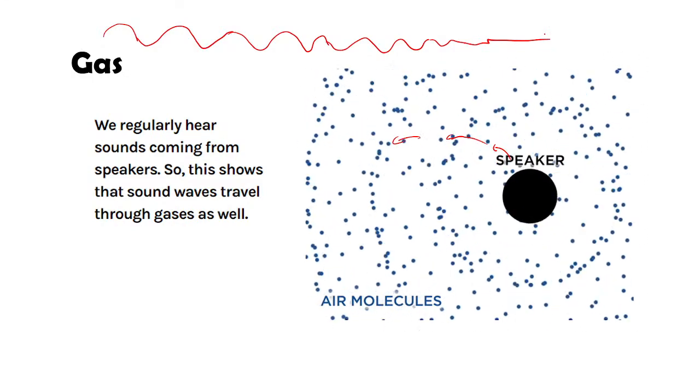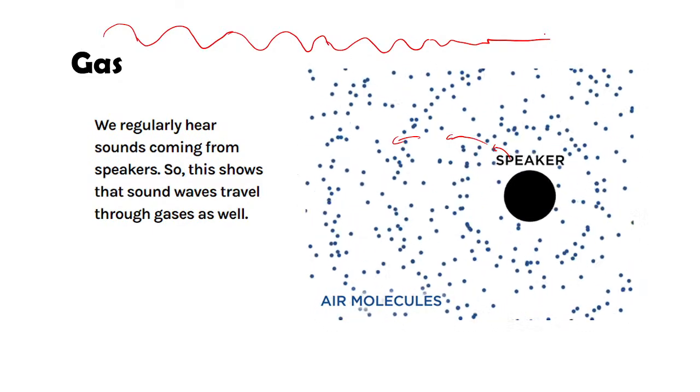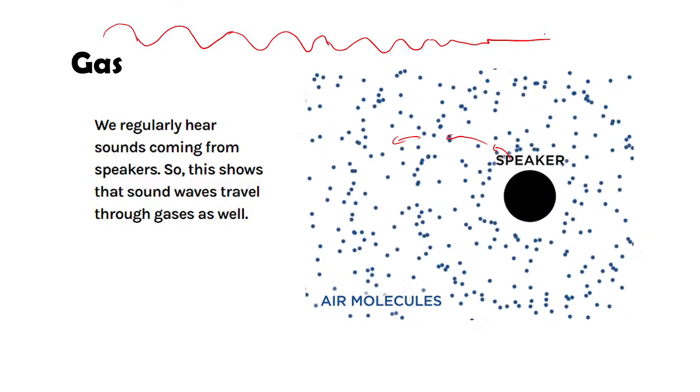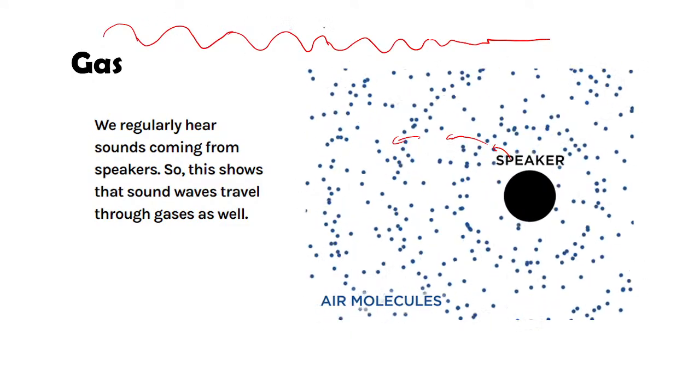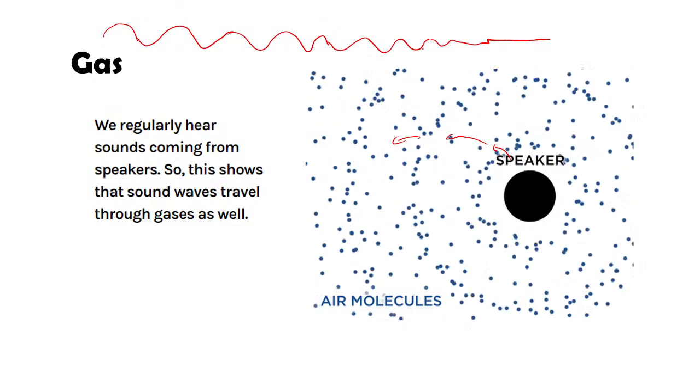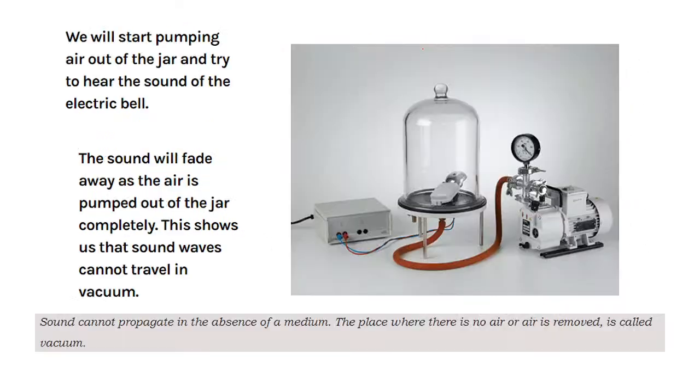So here what happened is, as one molecule passes the energy to the next molecule, the energy keeps decreasing, and the sound becomes fainter and fainter. There are some characteristics of sound waves that you are going to learn in the next part of the lesson. Before that, let us give one activity for you.